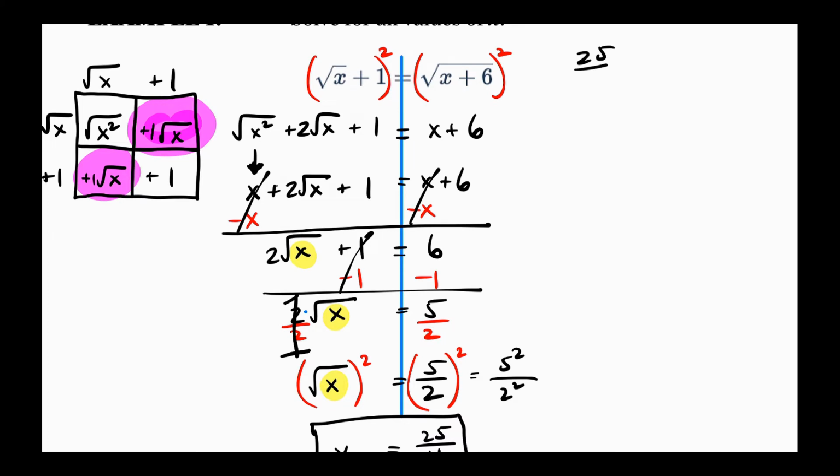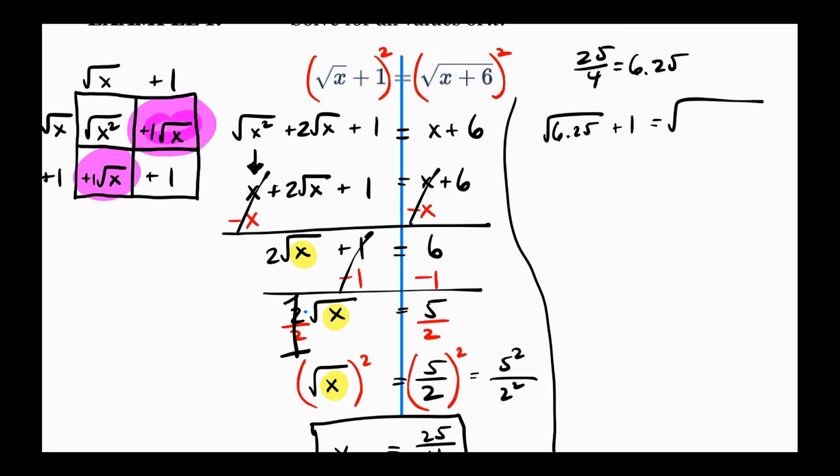So when we check, that's where you can change it to a decimal. I'm going to use my calculator, and it's a lot easier to use my calculator with decimals than it is fractions. So when I divide 25 by 4, I get 6.25. Okay. So I'm going to plug in 6.25 everywhere I see an x. So 6.25 plus 1 equals the square root of 6.25 plus 6. And I'm going to see if I get the same answer on the left side as I do on the right side. So now I'm going to get my calculator out.